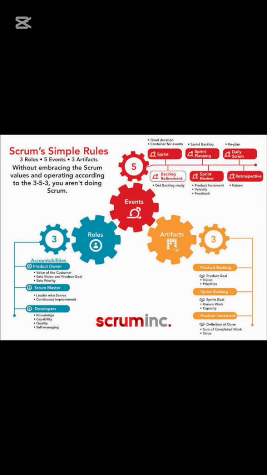Scrum combines four formal events for inspection and adaptation within a containing event, the sprint. These events work because they implement the Scrum pillars of transparency, inspection, and adaptation.